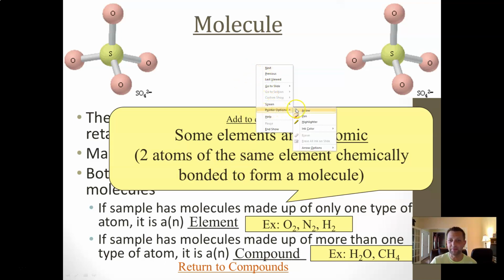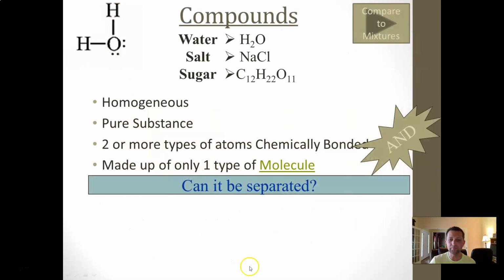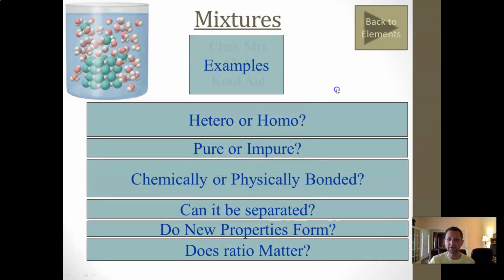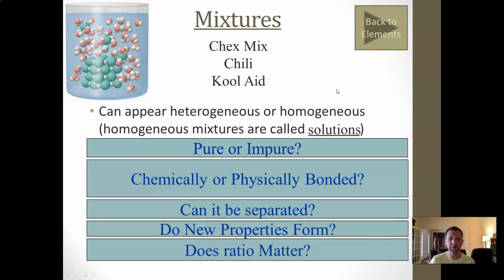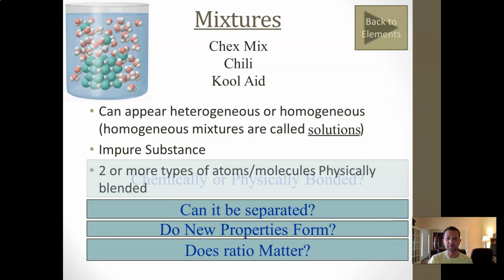Okay? So let's go back to where we were here. Go back to compounds. So there are two or more types of atoms chemically bonded and made up of one type of molecule. So that's important. 2 components there of our compound definition. If we go to mixtures, mixtures are impure, as we said, and they are physically bonded. So it's 2 or more types of atoms or molecules physically blended.